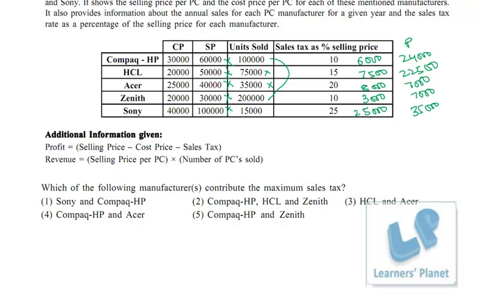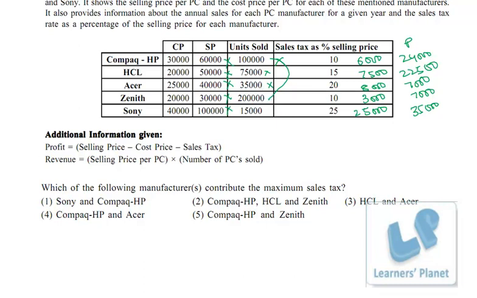Which of the following manufacturers collects the maximum sales tax? Okay, maximum sales tax. That means we have to take this data into consideration also, right? So we have the 3 data that we have to multiply. That means this into this into this. That is the sales tax we are talking about. So 1 lakh into 6,000. So these 2 data we have to take, this and this, because we have already calculated the sales tax. So in this case 1 lakh into 6,000. In this case this into this.